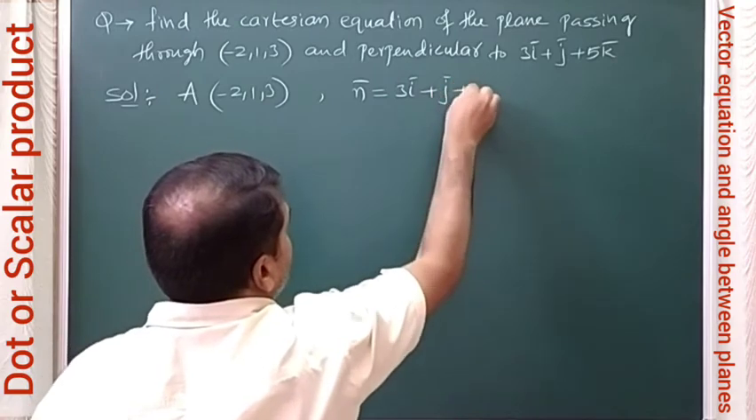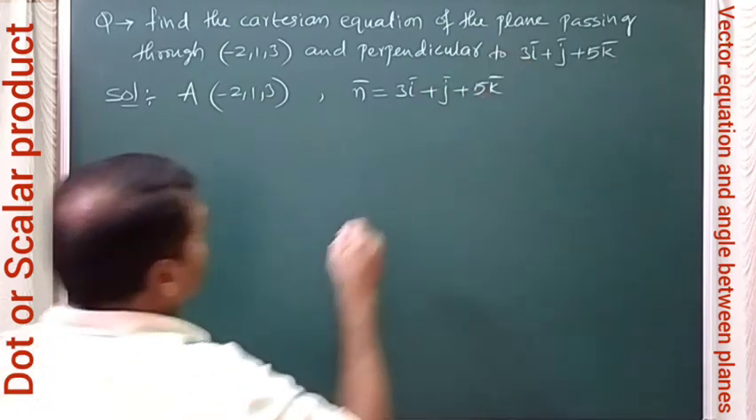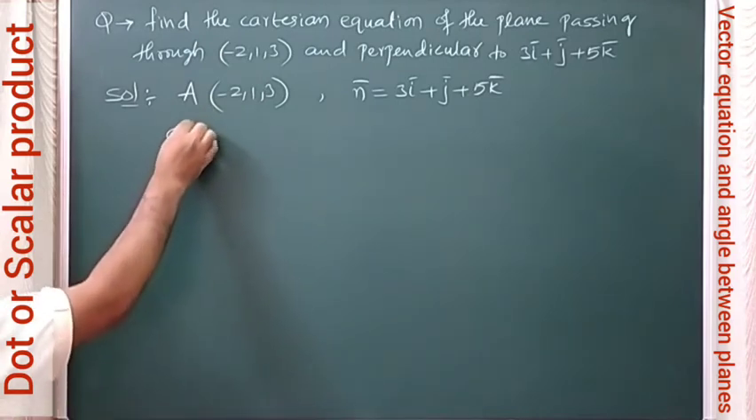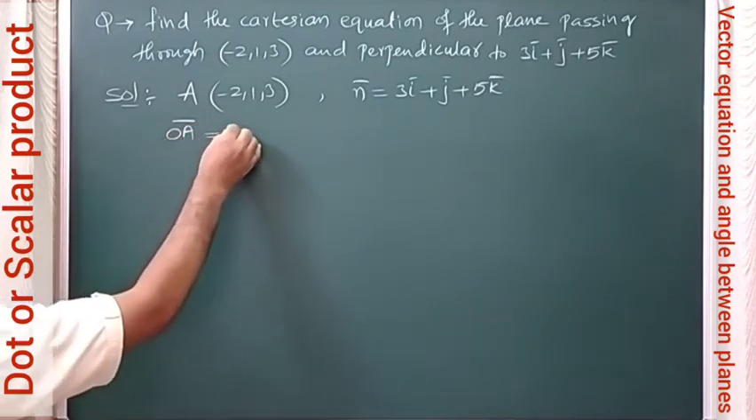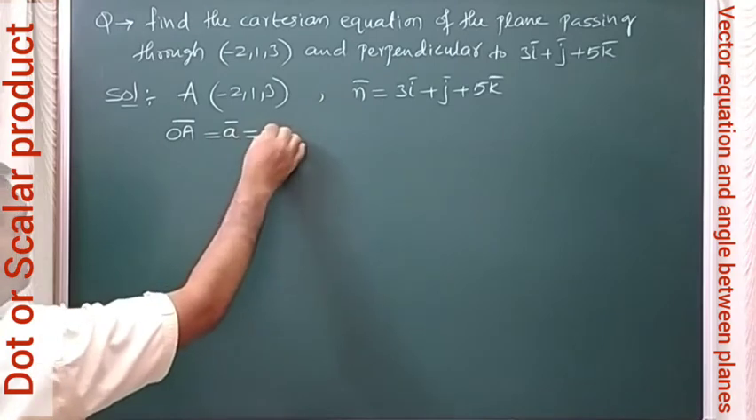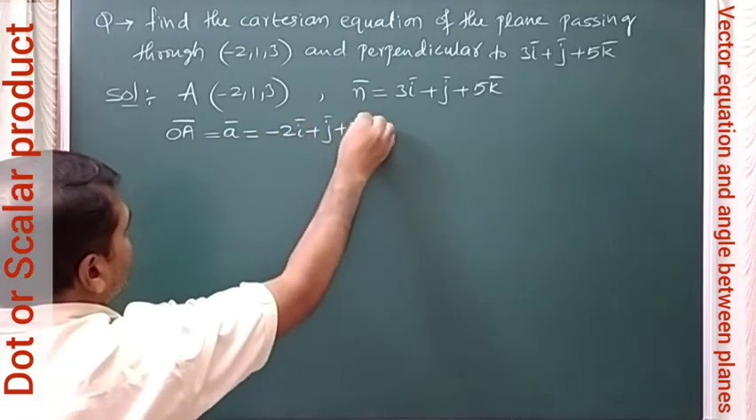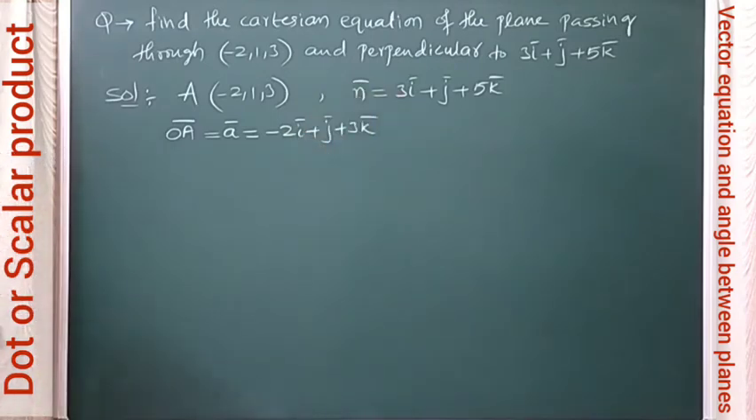I will take it like this. So if the point is taken as A, then the position vector of A, OA bar, I can take as a bar, which is -2i bar plus j bar plus 3k bar, is the position vector of the point A.